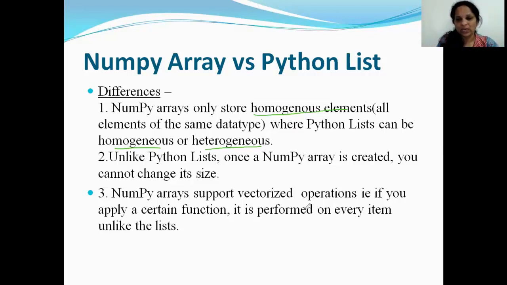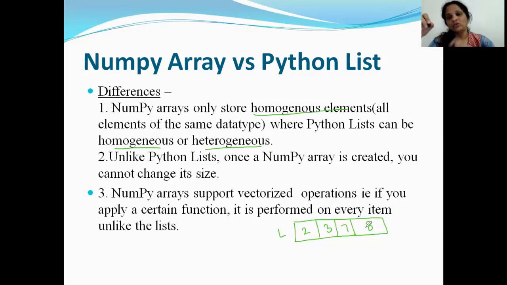To understand that, let me assume this is your list, and it has 2, 3, 7, and 8 as its elements. Now, if I want to multiply each of those elements by, let's say, 5, I will have to go to each of those index locations using a loop and then multiply each of those elements by 5. That means I would have to loop through the elements and multiply them by 5. But what happens with an array?